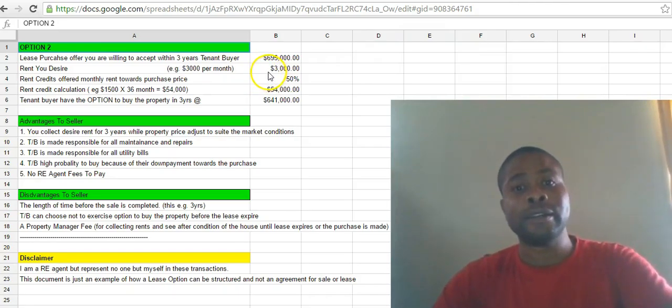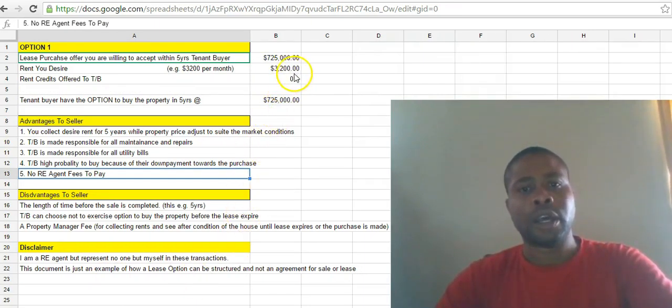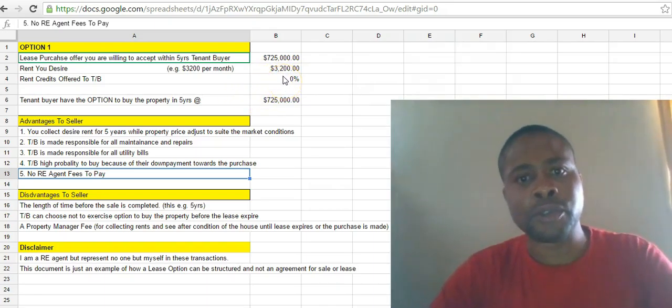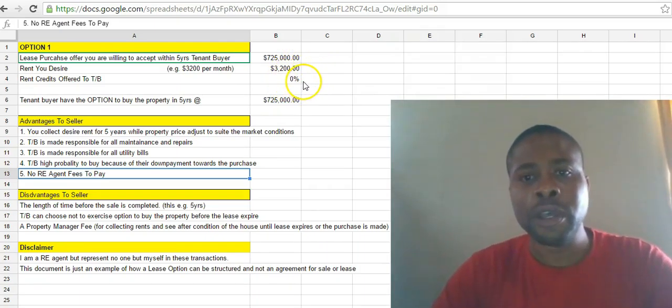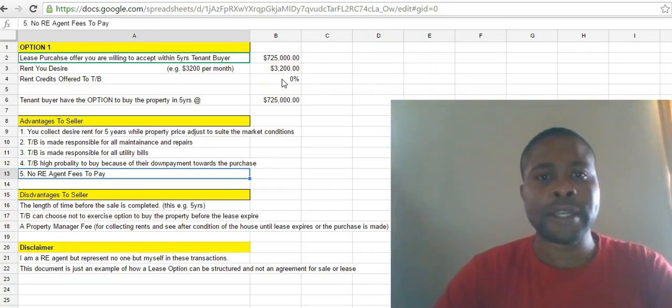You may take a little less rent because of a shorter time period, whereas in the first option, there's a little bit more because of the length of time, so you may want to collect a little bit more in rents there. But as you notice here, there's 0 rent credits offered. And again, this is not written in stone, this is just an example.